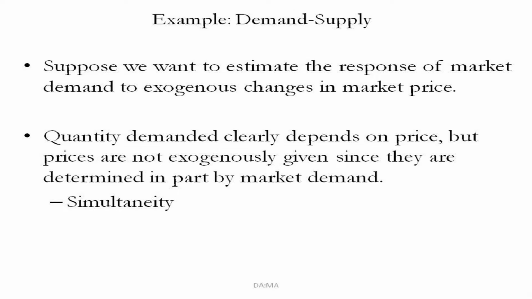So, in this context, quantity demanded clearly depends on price, but prices are not exogenously given, since they are determined in the market in part by market demand. So, this is the simultaneity problem that we are talking about, that in order to understand the effect of increasing price on market demand, we need to understand the true causal relationship from price to market demand. However, when we are talking about prices, prices are not determined in some vacuum. They are not given exogenously to, let us say, Starbucks.